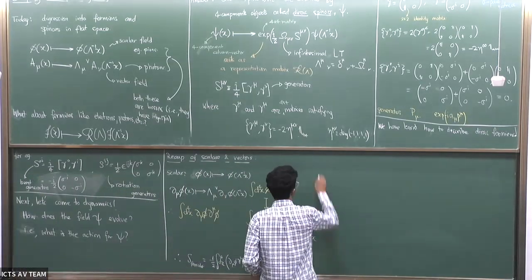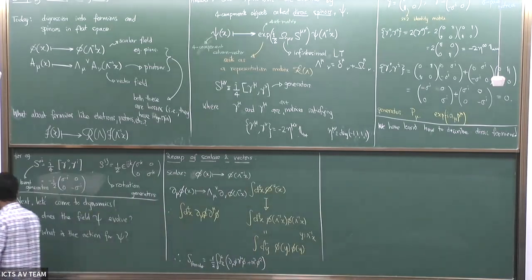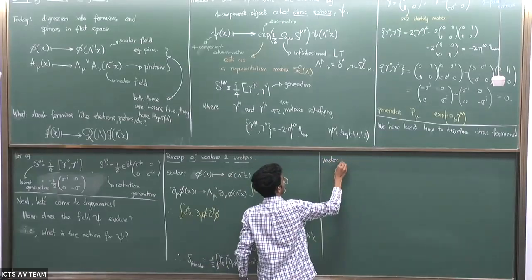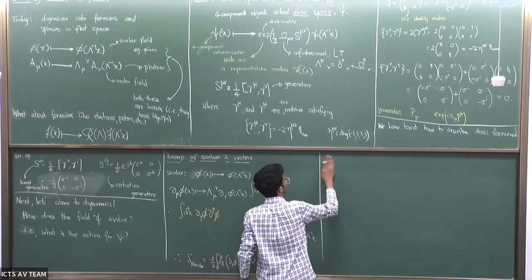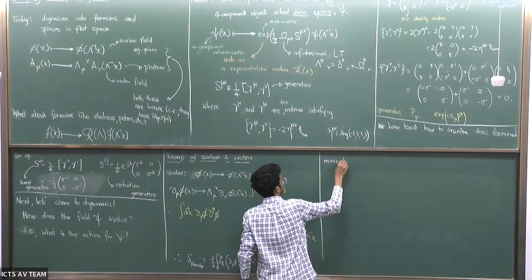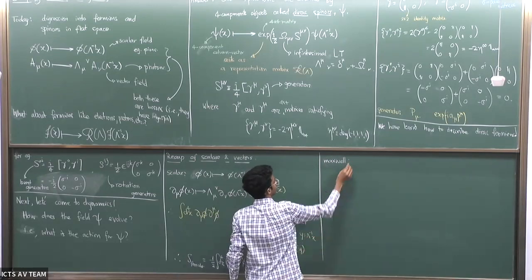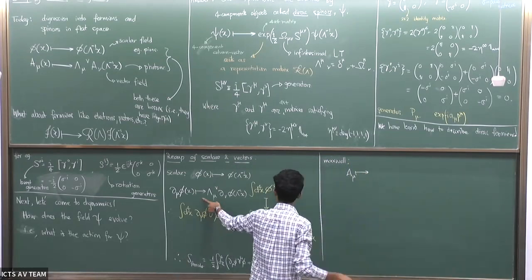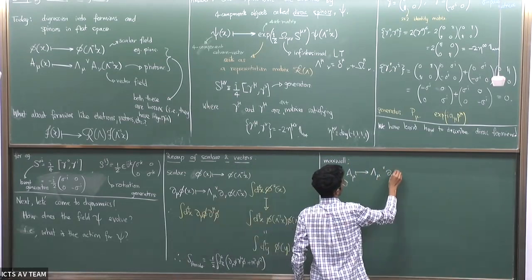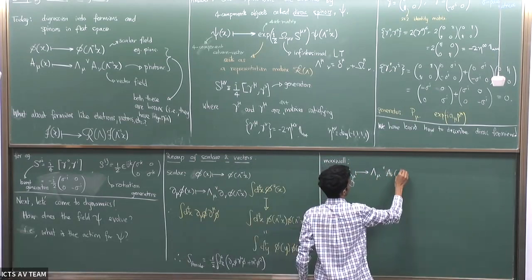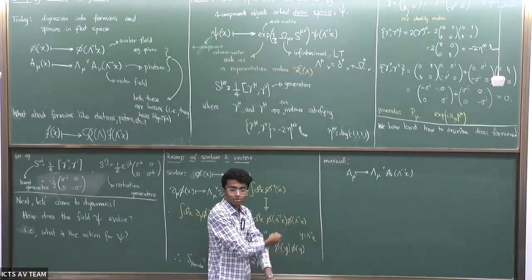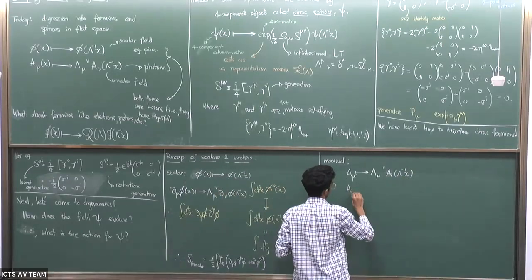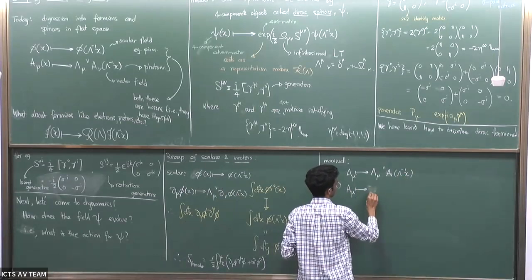Now let's come to vectors. In the case of, let's say, Maxwell. In the case of this, you have A_μ, which transforms like this ∂_μ. Okay. But you also say, I want a gauge invariant theory. Let's say I want a gauge invariant theory. On top of Lorentz invariance, I want A_μ going to A_μ plus ∂_μ λ invariance as well.